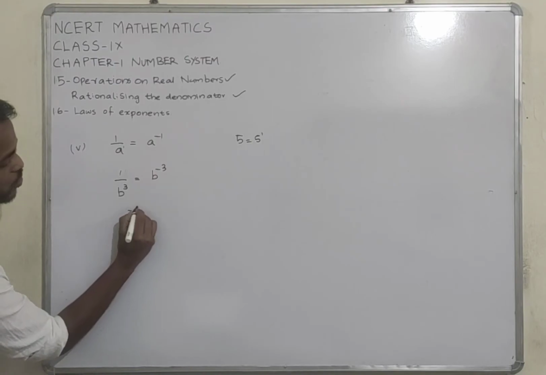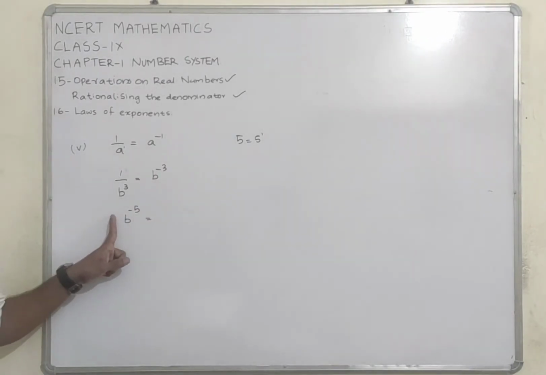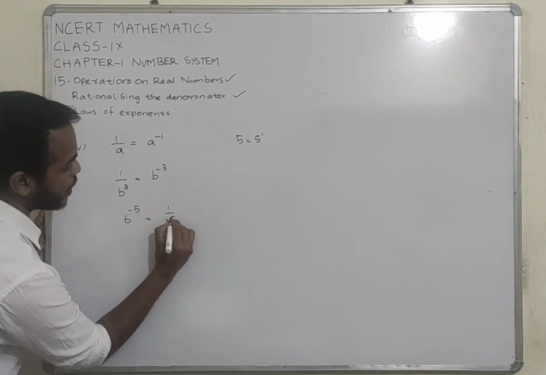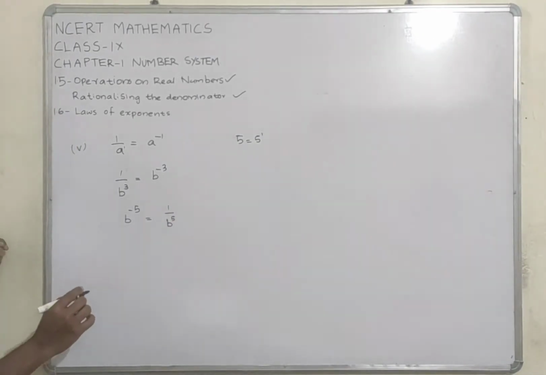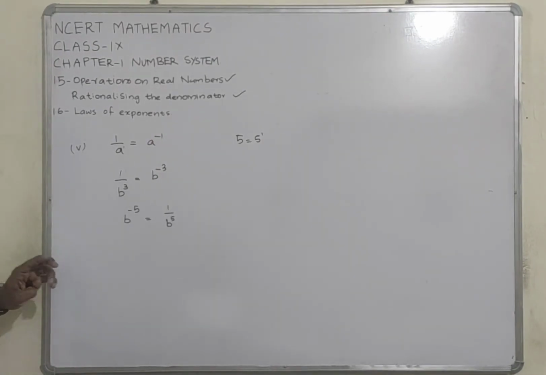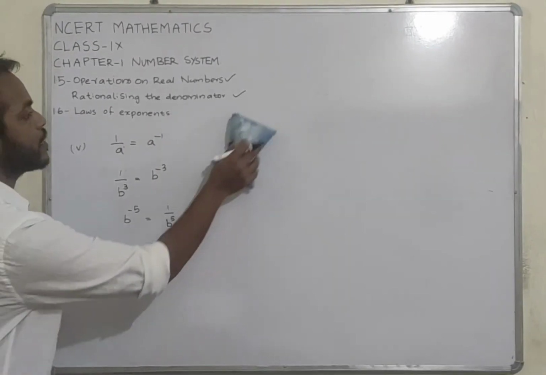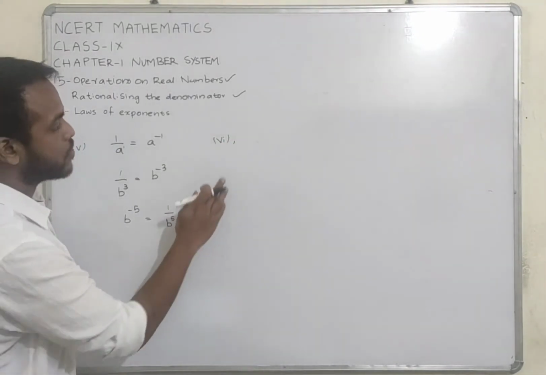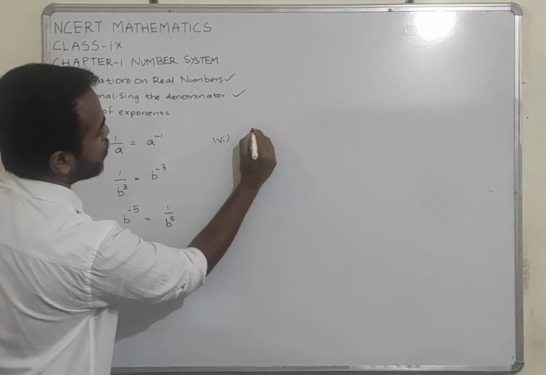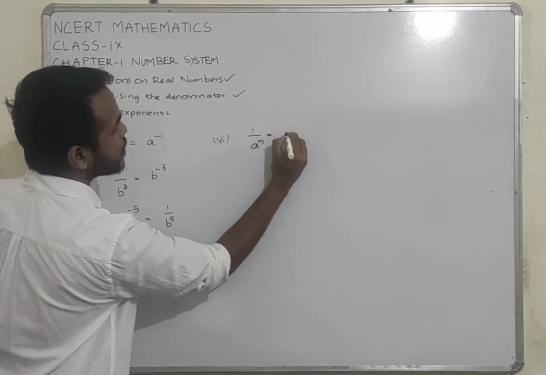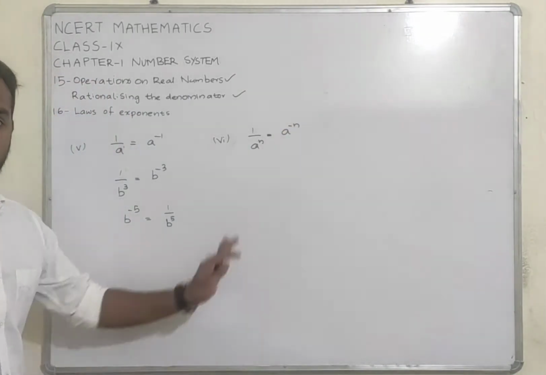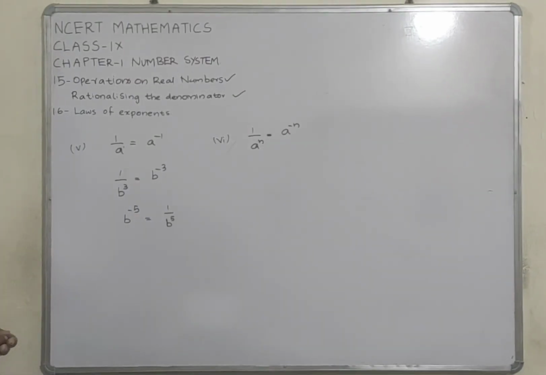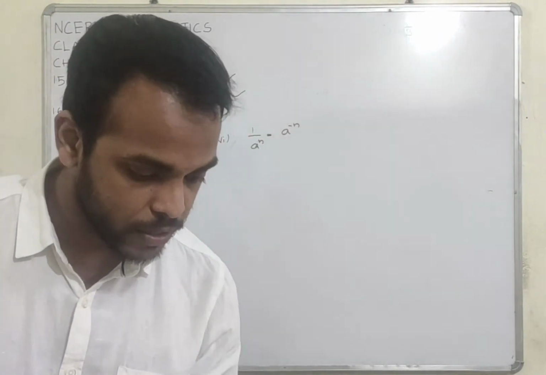Now, b raised to minus 5. How will you convert this into a 1 by something format? It can be written as 1 by b raised to 5. That's all. Generally, the generalization is what I have written as the sixth identity. Generally, for any rational number a, 1 by a raised to n can be written as a raised to minus n. So this is an important identity that you should learn. And that's all. Now let's see some random questions based on this part.